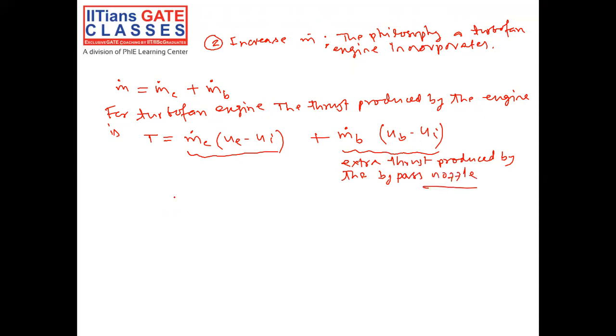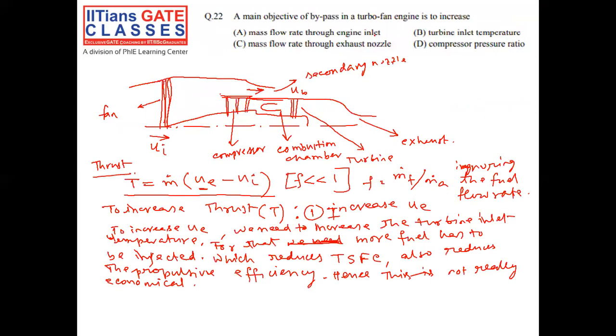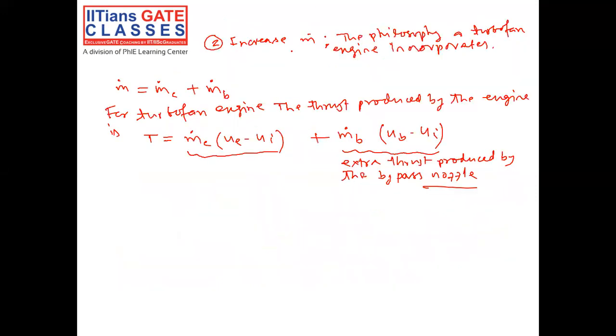So the main objective of the bypass in a turbofan engine is to increase the mass flow rate through the exhaust nozzles, because this is the philosophy by which the turbofan engine increases the thrust.